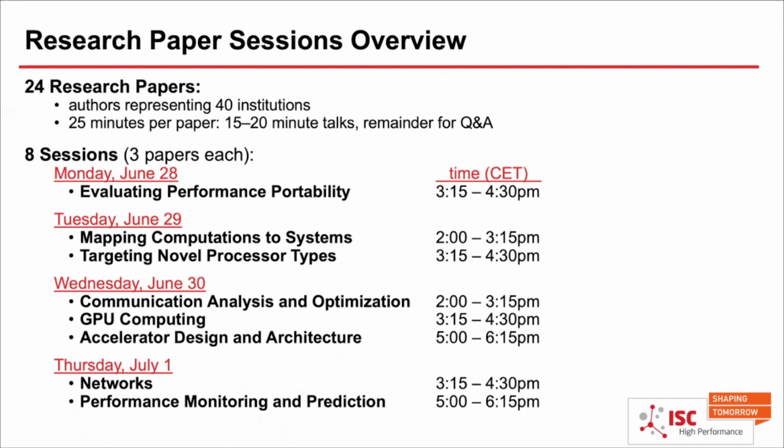There will be 8 sessions over the course of the week, starting on Monday, June 28th, going through Thursday, July 1st. And each session will contain 3 papers. So on Monday, we've got a session on evaluating performance portability. On Tuesday, we've got 2 sessions about mapping computations down to systems in the first session, and then novel processor types in the second. On Wednesday, we've got a session on communication analysis and optimization, a session on GPU computing, and then a session on the design and architecture of novel accelerators. And then on Thursday, we'll have a session on networks, and we'll wrap up with a session on performance monitoring and prediction.